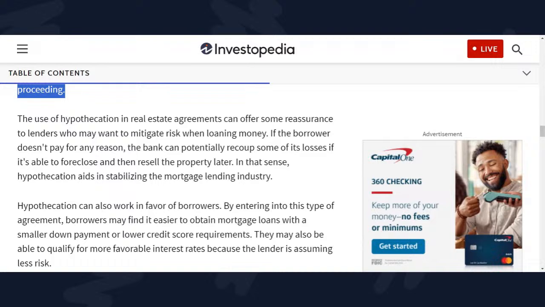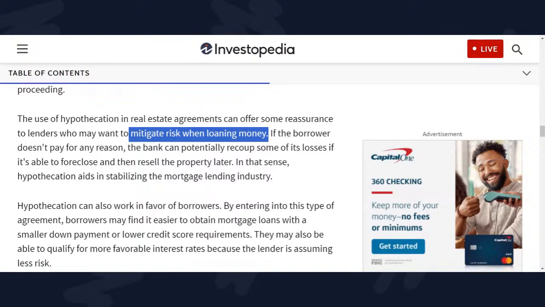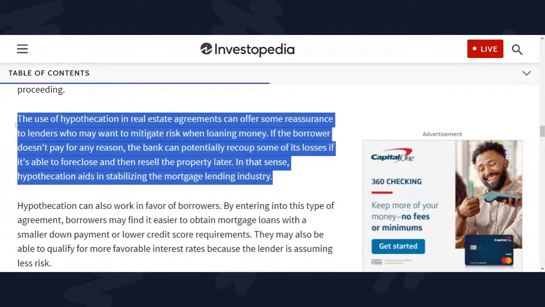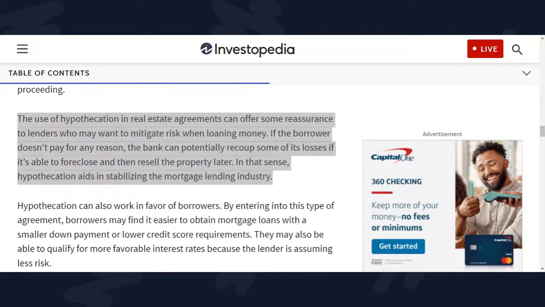So the use of hypothecation or real estate agreements can offer some reinsurance to lenders who may want to mitigate risk when loaning money. They're trying to lessen their risks, so they require a reinsurance. If the borrower doesn't pay for any reason, the bank can potentially recoup some of its losses if it's able to foreclose and then resell the property later. In that sense, hypothecation aids in stabilizing the mortgage lending industry. And I'm going to tell you one of the little secrets about this stabilization. As we see, it says recoup some of its losses.